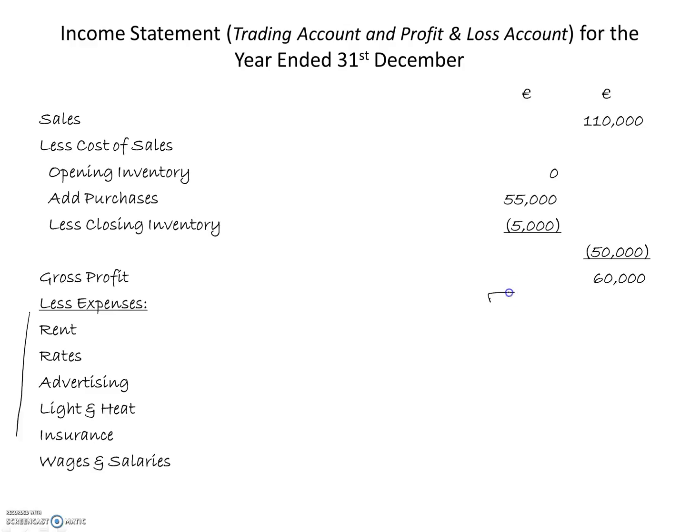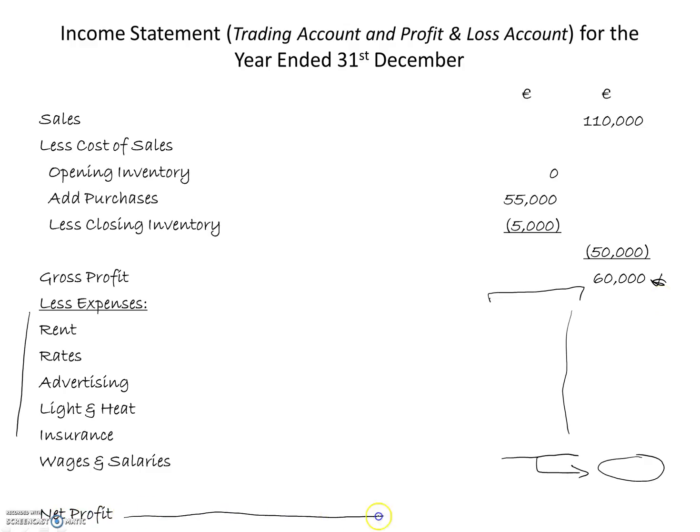Now what I'll do is I'll step into this column here. I will list all of those expenses. I will add them up, bring the total out, line it up underneath the gross profit figure, which is the 60,000, take it away, and I'll get my net profit figure right down here at the bottom.